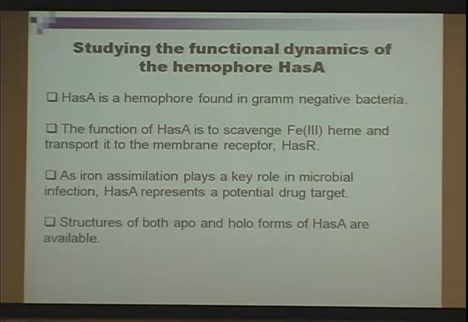Well, that's great, but ubiquitin is a small globular protein. I want to look at something a little bit more interesting, like functional dynamics. So I chose to look at the hemophore HasA, which is found in gram-negative bacteria. Its function, like all hemophores, is to scavenge heme and transport it to its particular membrane receptor. And we're interested in this because as iron assimilation plays a key role in microbial infection, HasA represents a potential drug target. Fortunately, we happen to have both apo and holo forms.